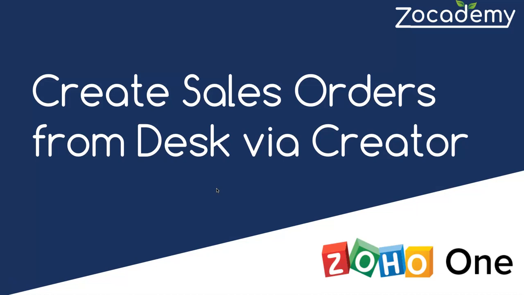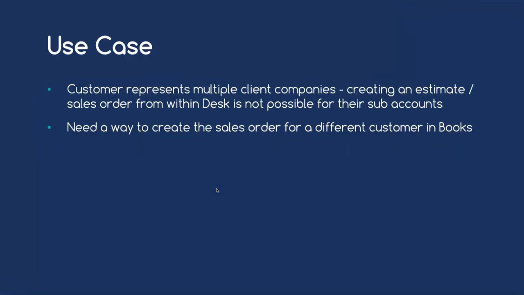Their need is the following. They need to create, I think it's actually an estimate, but I had created it with sales orders, so we can always change that. So we're creating a sales order from a Desk ticket using Creator, and the sales orders in Books. So you've got, there we go. Customer represents multiple client companies.